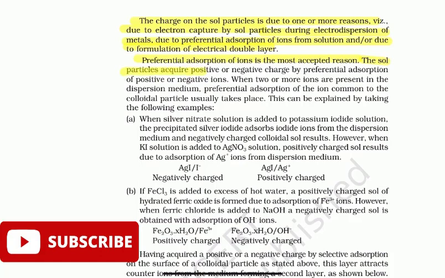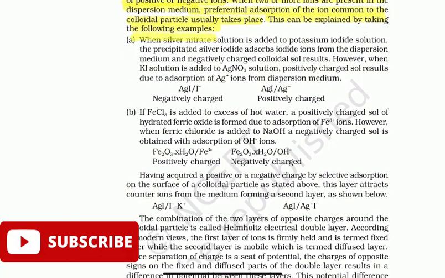The sol particles acquire a positive or negative charge by preferential adsorption of positive or negative ions. When two or more ions are present in the dispersion medium, preferential adsorption of the ion common to the colloidal particles usually takes place. This can be explained by taking the following examples. When silver nitrate solution is added to potassium iodide solution, the precipitated silver iodide adsorbs iodide ions from the dispersion medium and a negatively charged colloidal sol results. However, when KI solution is added to AgNO3 solution, a positively charged sol results due to adsorption of Ag+ ions from the dispersion medium.